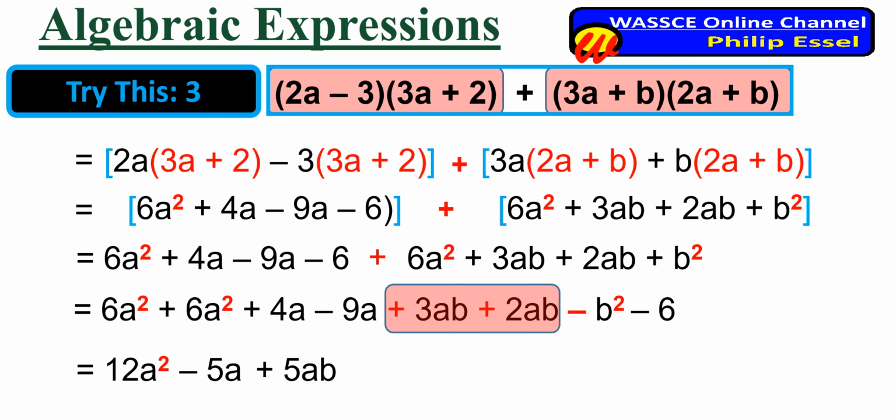Now let's bring the remaining terms of the expression. Plus b squared, minus 6. Since we do not have any more like terms, this expression would remain our final answer. That is 12a squared minus 5a plus 5ab plus b squared minus 6. I hope you found that interesting.